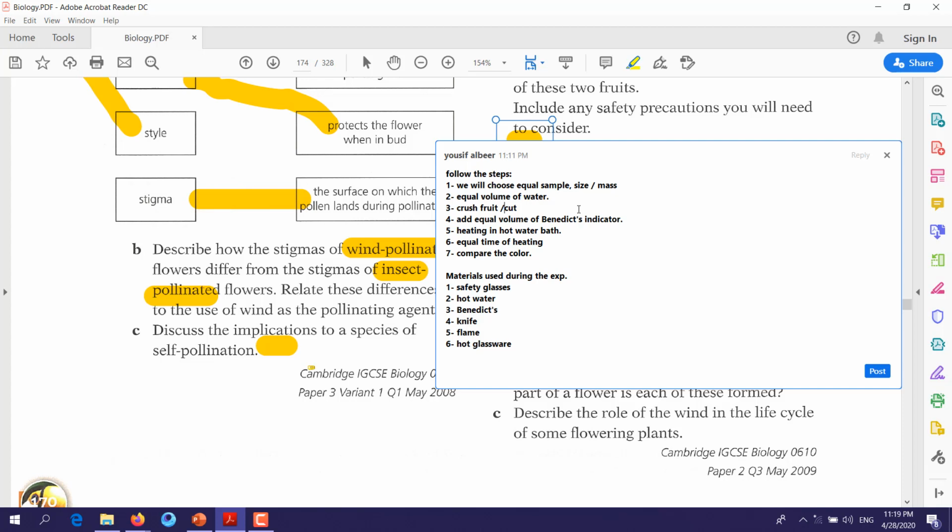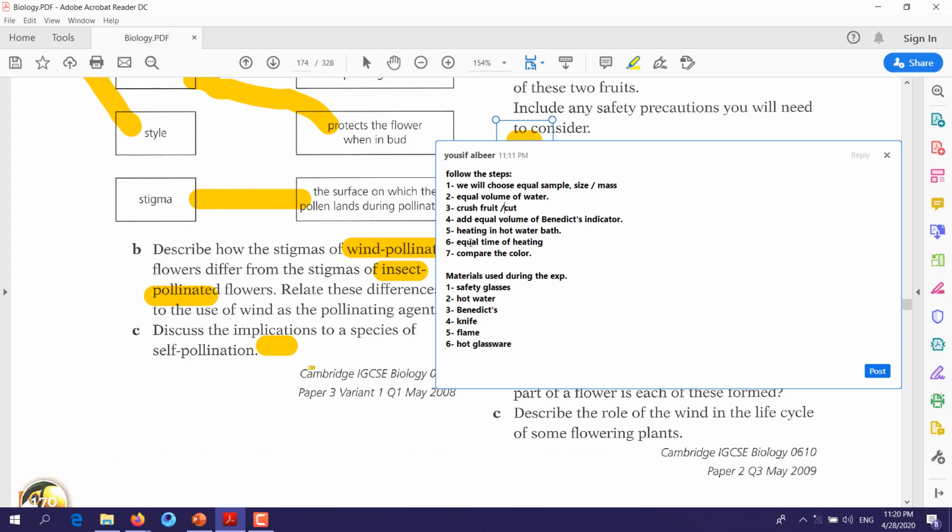It's blue. But when you add it to a substance in a hot water bath, what will happen is, if there is sugar, the color of the Benedict's will change and turn yellow. Now after adding Benedict's, you will heat the fruit with water and the Benedict's in a hot water bath.